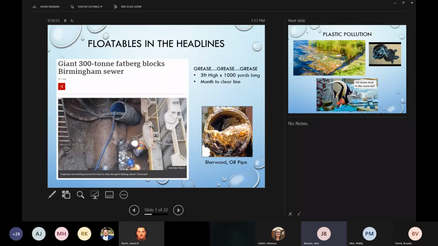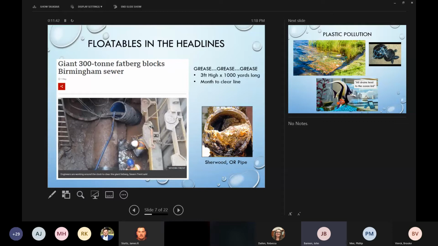So one of the things many of you may or may not have seen is floatables in the headlines. And this floatable we're taking a look at is grease. This article, very recently in this month, was coming out of the UK about a company called Severn Trent that identified a complete line stoppage, which they think is the largest grease line stoppage in history. That 300-ton fatberg, as the headline reads, they estimate was in a 36-inch pipe, 3 feet high, and over 1,000 yards long of grease stoppage that clogged that line.